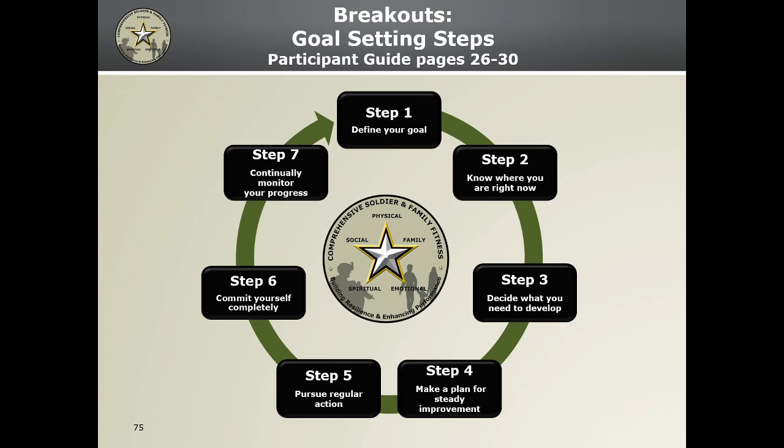So remember, just as a recap, step 1, define your goal. Step 2, know where you are right now. Step 3, decide what you need to develop. Step 4, make a plan for steady improvement. Step 5, pursue regular action. Step 6, commit yourself completely. And step 7, continually monitor your progress.